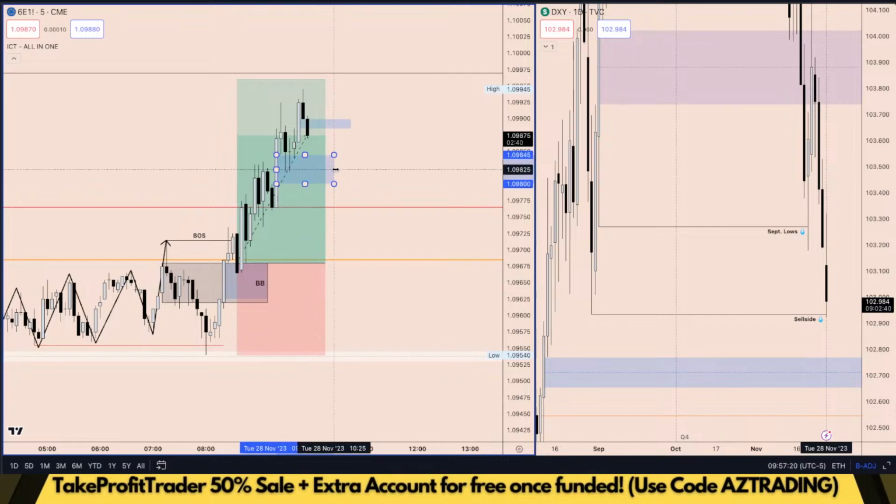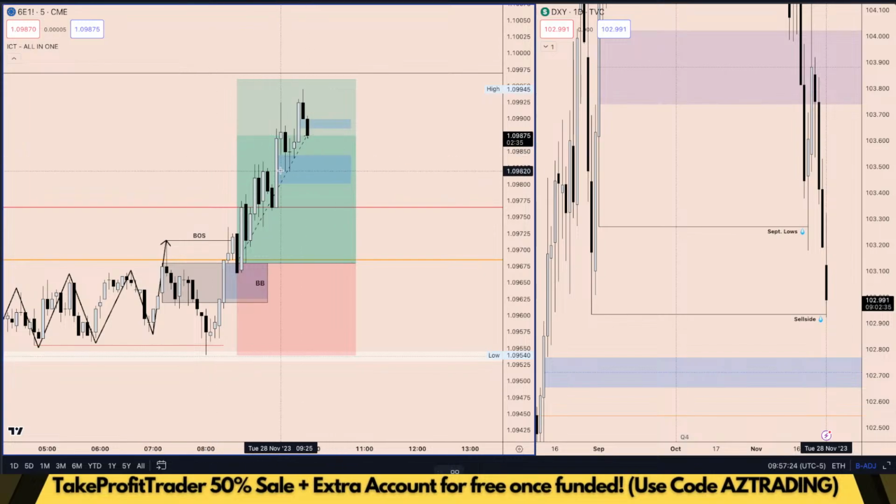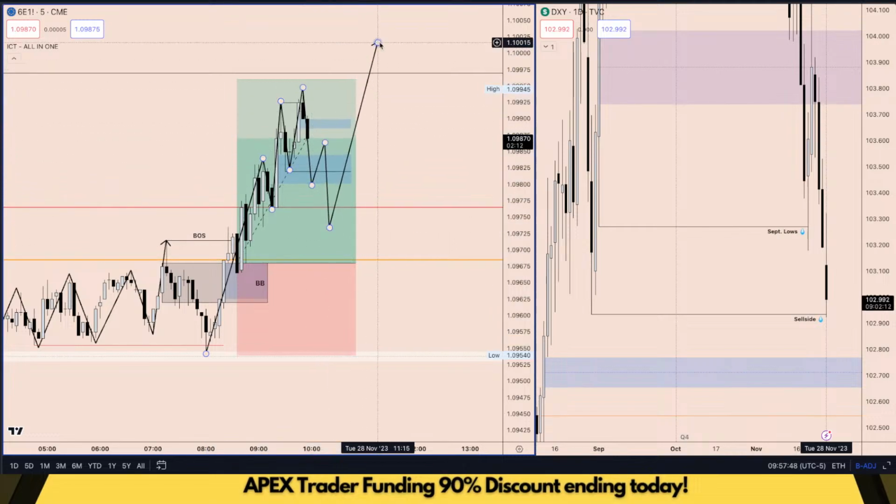What we do not want to see would be a potential market structure shift right here once we close below this most recent higher low. So we've been forming higher highs and higher lows. Basically also with a three push setup right here from the low. First push, second push, third push, market structure shift, pullback, take out some lows before continuing higher, just engineering some more liquidity, potentially.